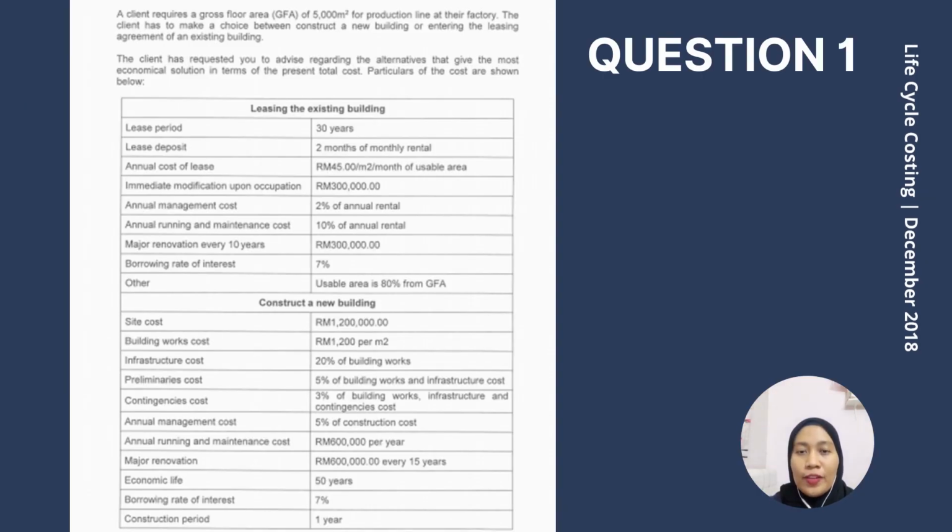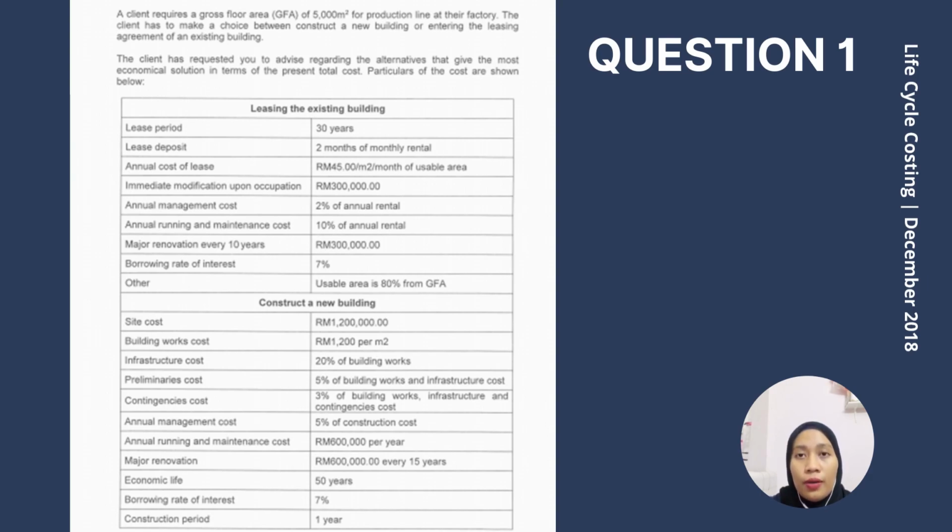I will be explaining the first question, which states that a client requires a GFA of 5,000 square meters for a production line at their factory. The client has to make a choice between constructing a new building or entering a leasing agreement of an existing building. So the client has requested advice regarding the alternative that gives the most economical solution in terms of the present total cost.